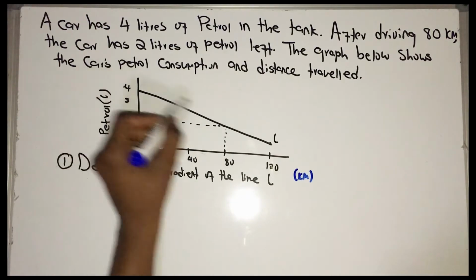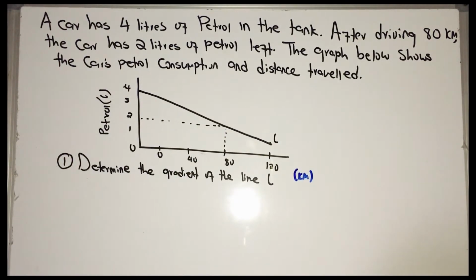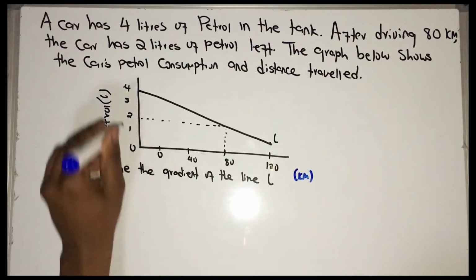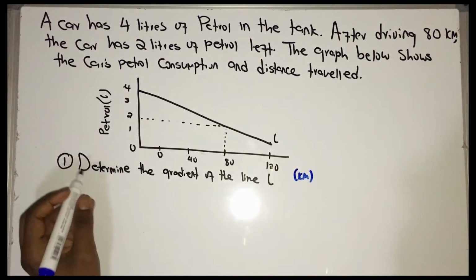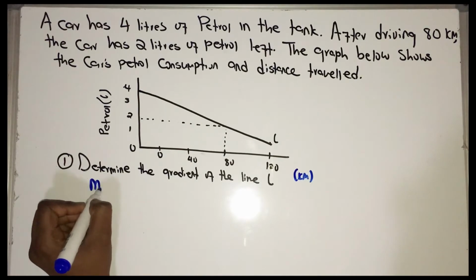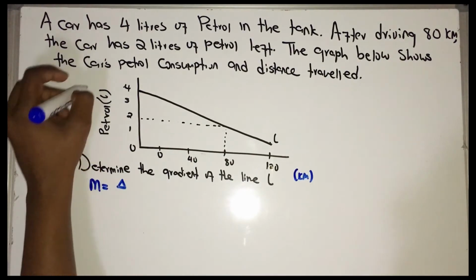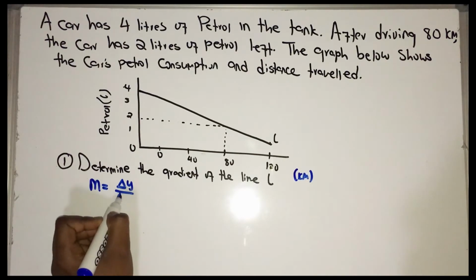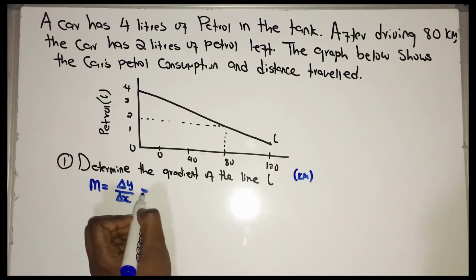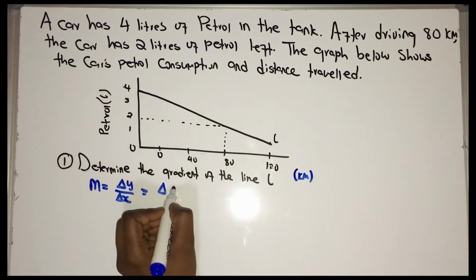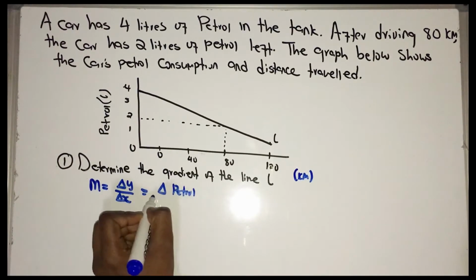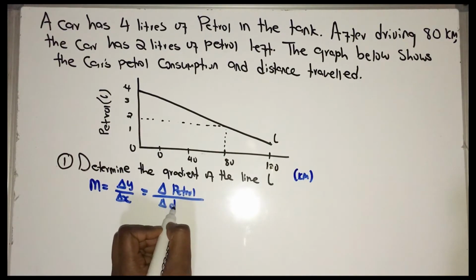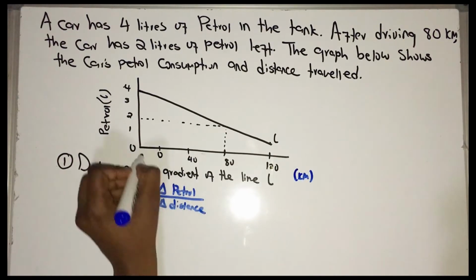We're told that this graph is L, and the first question they're saying to us is, determine the gradient of the line L. We can see that the line L is a straight line. So the gradient, which is m, is going to be changing y over changing x as we know it, which is equivalent to changing the y variable, which is petrol, over changing distance, which is your x variable.